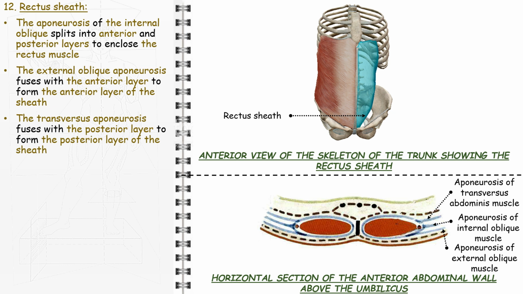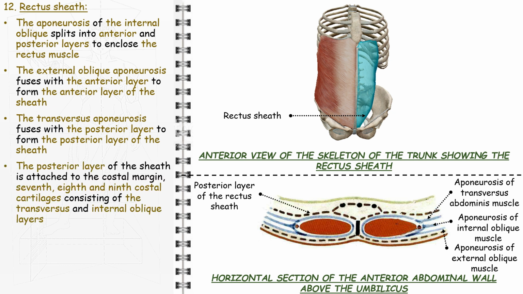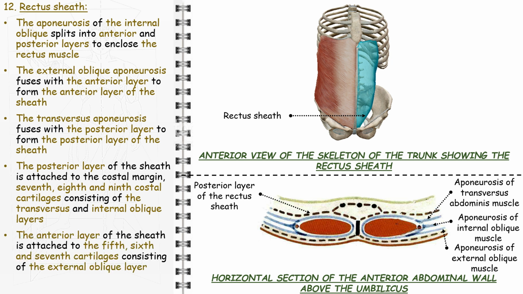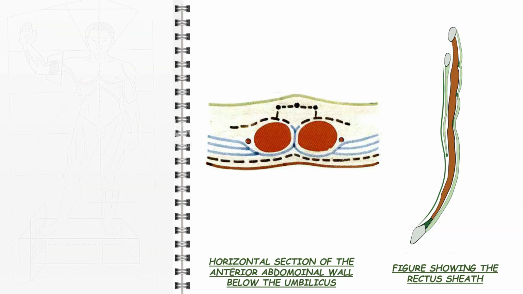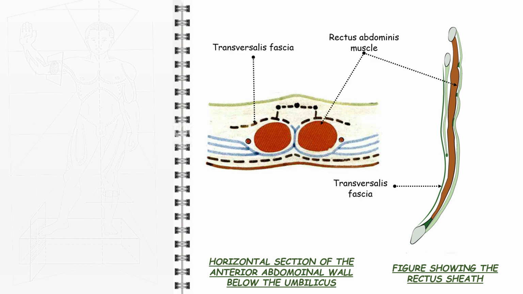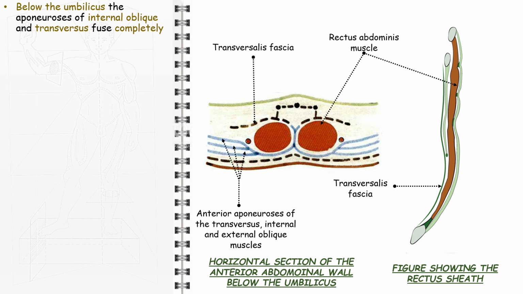The posterior layer of the sheath is attached to the costal margin, 7th, 8th and 9th costal cartilages consisting of the transversus and internal oblique layers of the thoracic insertion of rectus abdominis. The anterior layer of the sheath is attached to the 5th, 6th and 7th cartilages consisting of its external oblique layer. Below the umbilicus the aponeuroses of internal oblique and transversus fuse completely, whereas that of the external oblique fuses only to the most medial part of the sheath.